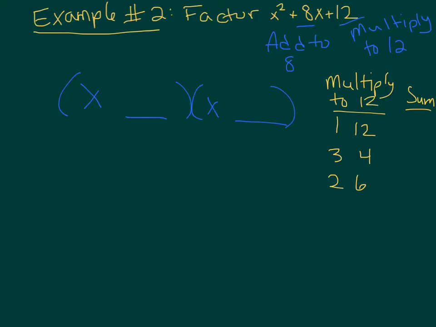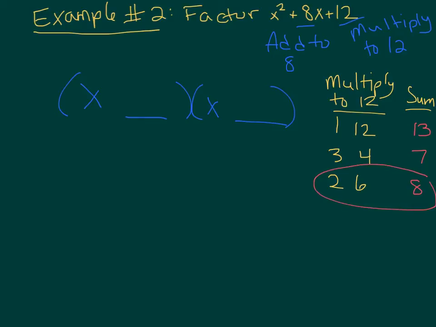So what I'm going to do is find the sums of all of these. So 1 plus 12 is 13. That one's not going to work. 3 plus 4 is 7. That's closer, but it also doesn't work. 2 plus 6, however, adds up to 8, which is what I want.